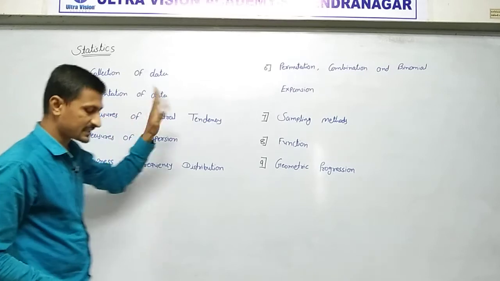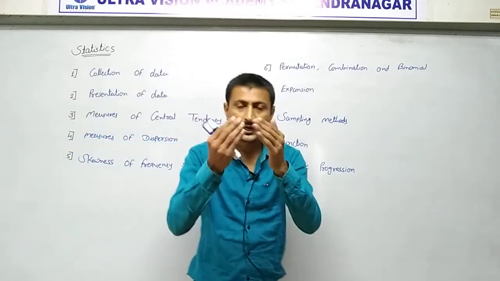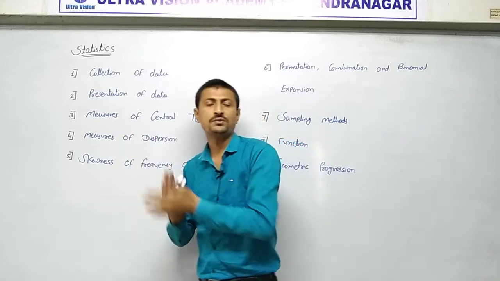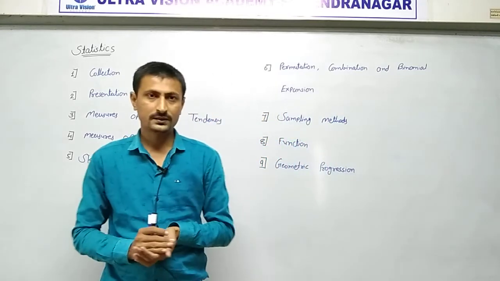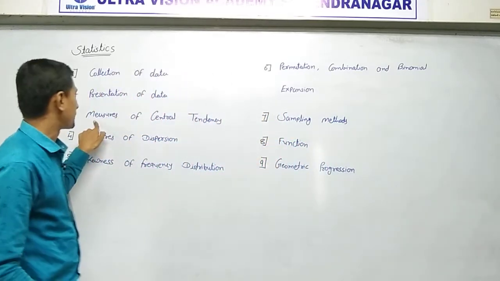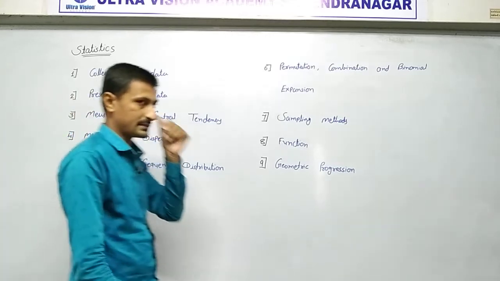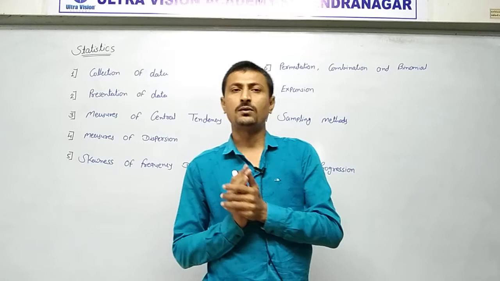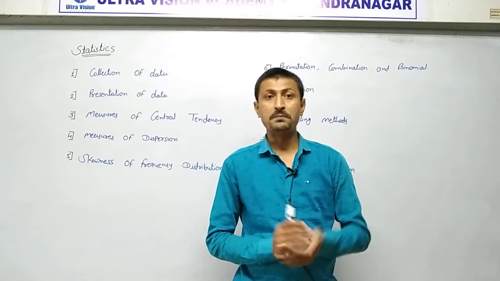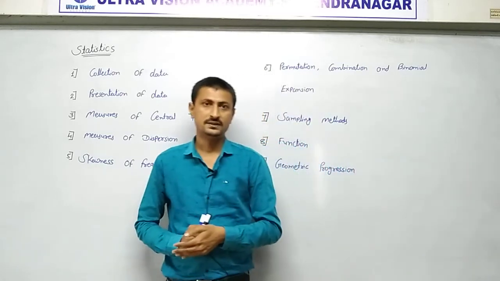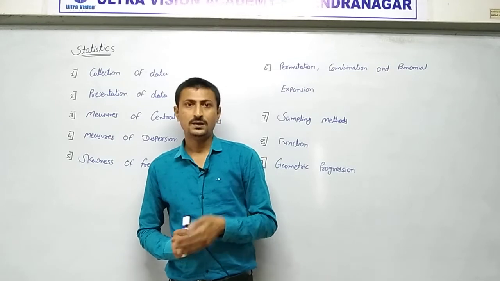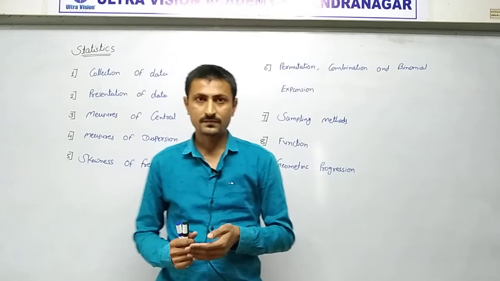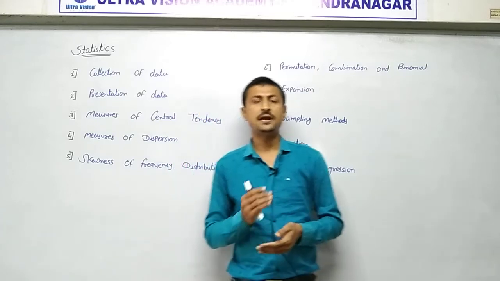Second chapter, presentation of data. The collected information is classified and presented as different types of data. Third chapter, measures of central tendency. This chapter relates to all the information already studied previously: mean, median, mode. Then after, other positional averages: quartiles, deciles, and percentiles.